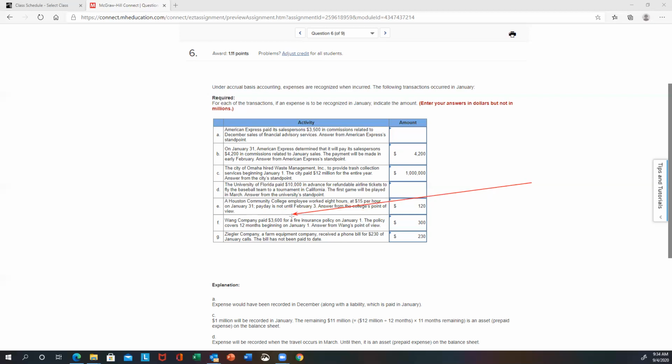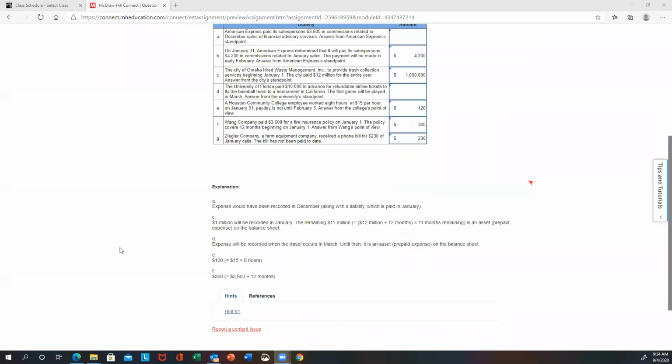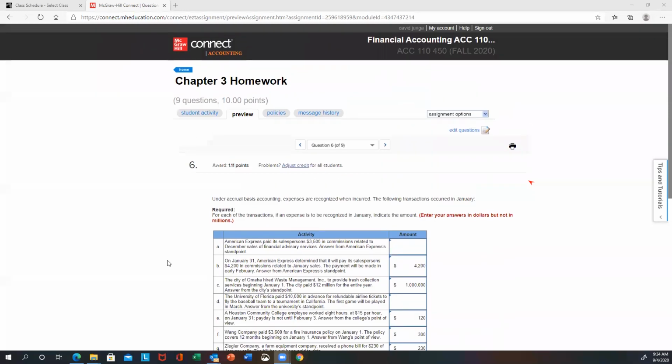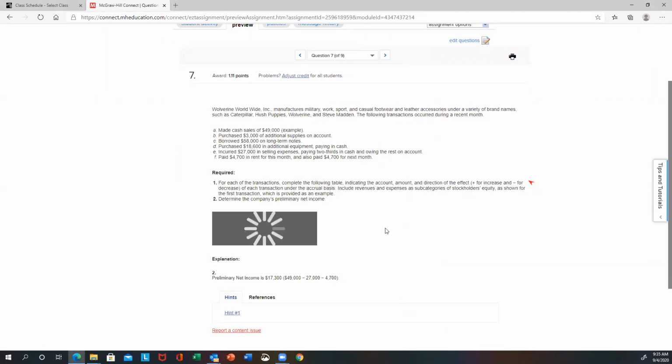Next one says you paid $3,600 for a fire policy. This was January 1, beginning in February. So you have to take that $3,600 divided by 12. That's how much expense would be recognized in January, which is $300. Last one, you have farm equipment. They received a phone bill of $230 in January. So that's an expense, even though you don't pay it until the next month. You still have to report that as an expense. All right, and then down below, of course, you can see these calculations I just commented on. All right, that's number 6.